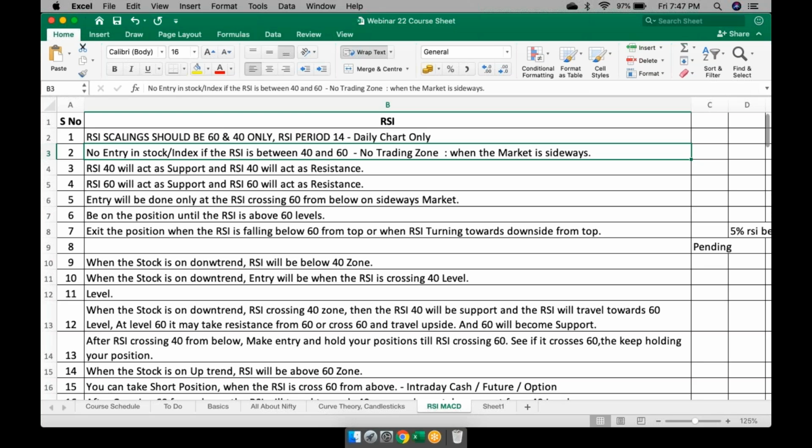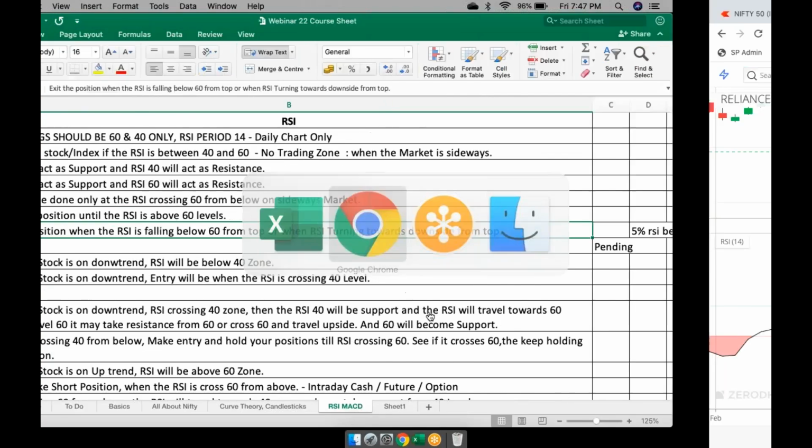Entry will be done only when the RSI is crossing 60 levels from below, from the sideways market. Stay in the position after entering at 60 levels. Stay in the position until the RSI is above 60. Exit the position when RSI is falling below 60. So no need to wait till it comes and hits the old price.